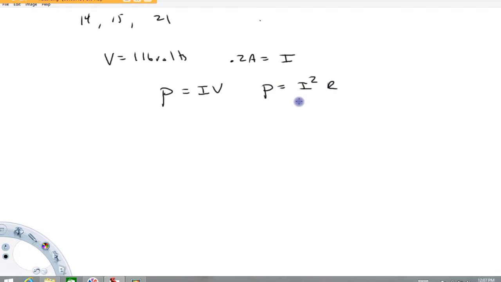So that 116, that's a voltage, 116 volts. And then this 0.2 A stands for amps, that's an electrical current. Power output. So power in electrical circuits is calculated several ways. One way is current times voltage. Another way is current squared times resistance. Either one. So as I look at this, we're given a current and we're given a voltage. So the product of the two is the power.